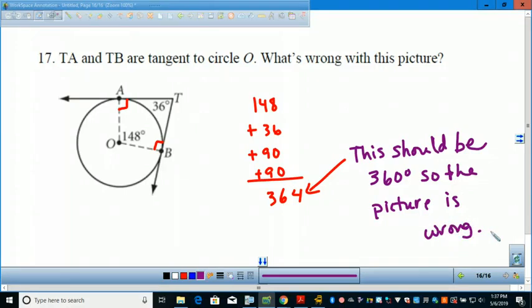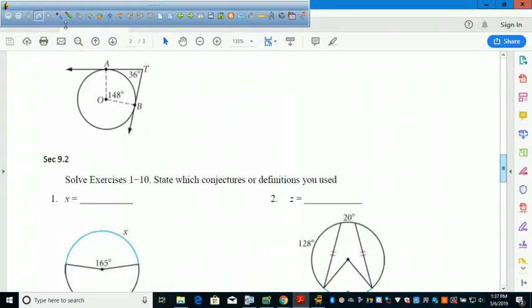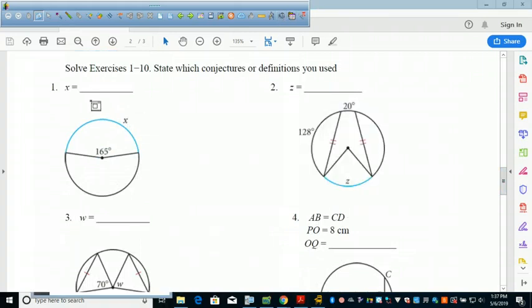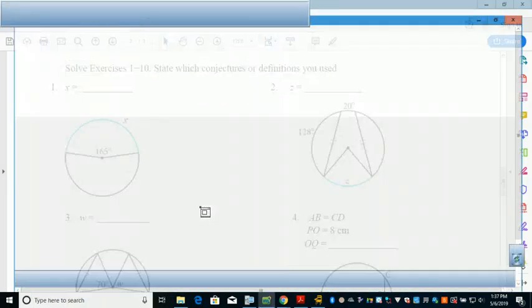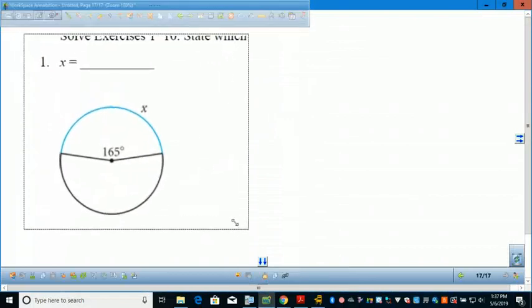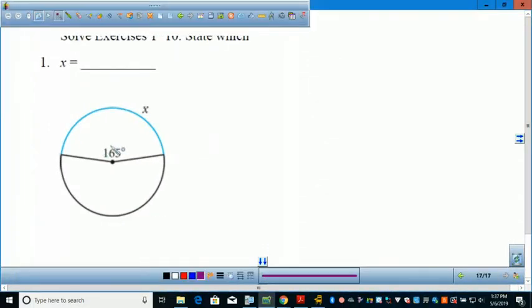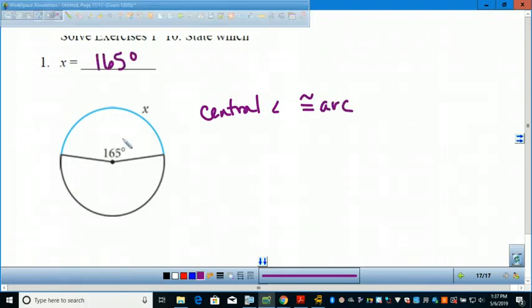Okay, now that was a shortened version of section 9.1, and we are doing 9.1 and 9.2 together. So we're going to go into the 9.2 part. Okay, this is a central angle. If this is 65, this central angle is congruent to the arc, so x equals 165 as well. The central angle matches the arc. So the answer is 165 for number 1.